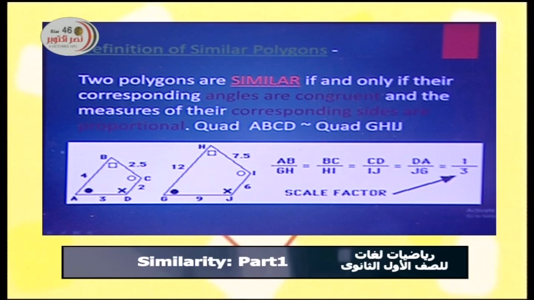And also BC over HI equals 1/3, and CD over IJ equals 1/3. So they are similar because the corresponding angles are congruent. Measure angle B equals measure angle H, measure angle C equals measure angle I, measure angle D equals measure angle J, and measure angle theta equals measure angle A. So each two angles are congruent and each two sides are proportional. Proportional means that they have the same ratio, and this ratio we call the scale factor or similarity ratio. Here the scale factor is 1/3.